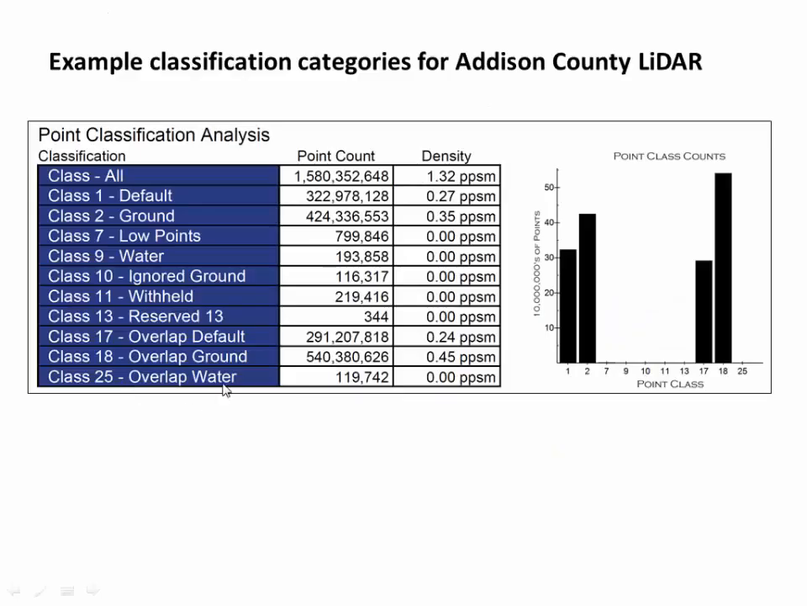So for example, here's a little clip from our own Addison County LiDAR data set. And things are broken down into all the different classes here. So it had a total of 1.5 billion LiDAR shots. So these are going to be big files. 424 million of those were deemed ground, okay? 193,000 were deemed water, okay? So you'll find that different LiDAR data sets have different classification categories, but almost always the data will show up having been classified during the processing stage.